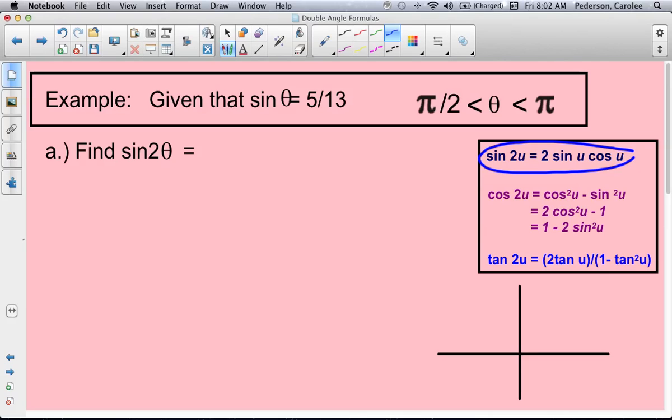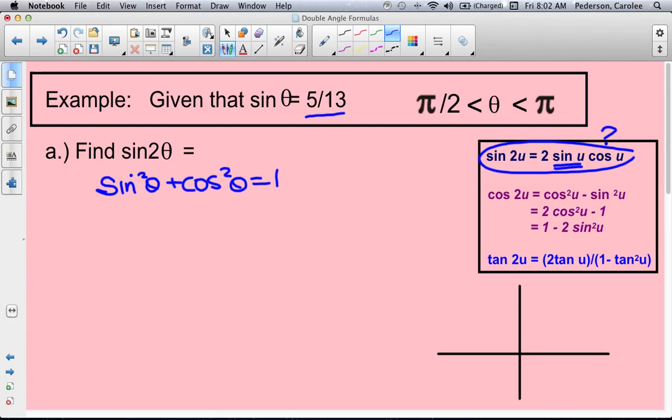Well, we know this piece already. The sine of theta is 5/13. And we need to find out what is the cosine of theta. So we're going to use the Pythagorean identity. Sine squared of theta plus the cosine squared of theta equals 1.